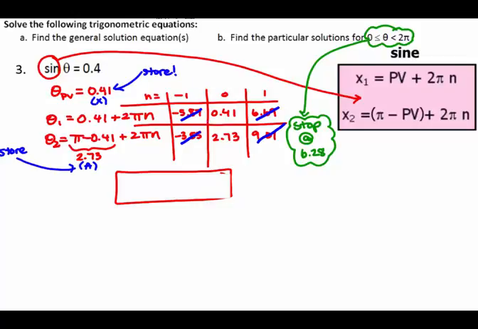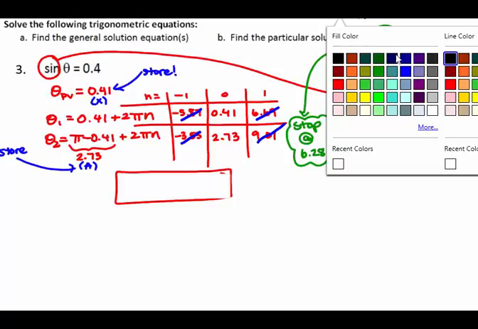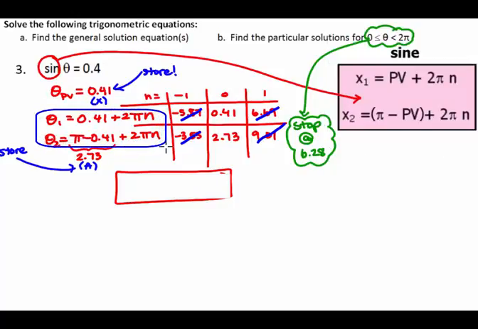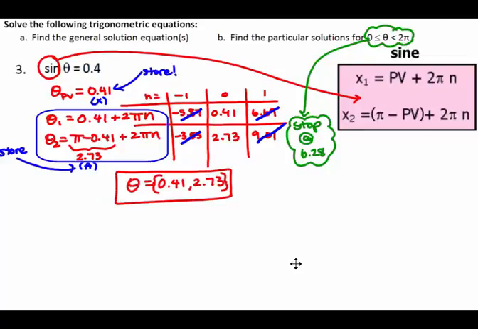So then we can see that we've got our two general solution equations, and you can leave the decimal version in there or not. That's up to you. You can leave them as is like this, or you can write it with the 2.73. Totally up to you. And then your particular solutions are the values that lie between the domain given. And in this case, we've got 0.41 and 2.73. Okay, don't forget to pause the video if you need to go back to anything. All right.